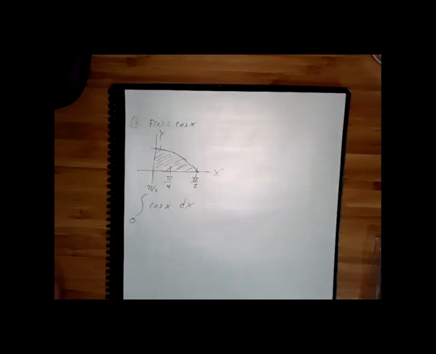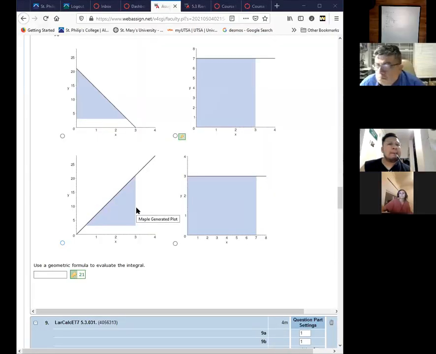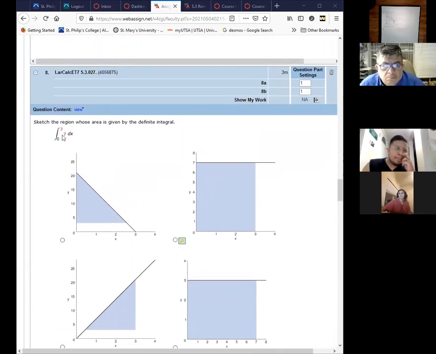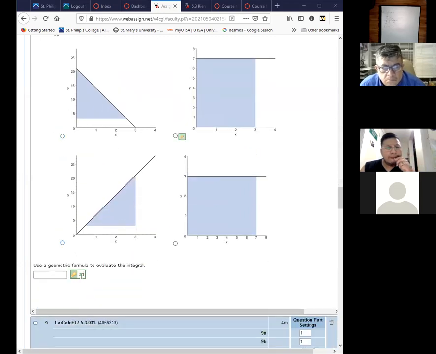Oh, I see. Well, when they say geometric formula, they mean just find the area of the shape. They make it sound more complicated than it has to be. For example, when you graph this region, it's going to be a square or a rectangle, so you just do base times height. That'd be 3 times 7, which is 21. Oh, okay. That makes sense.